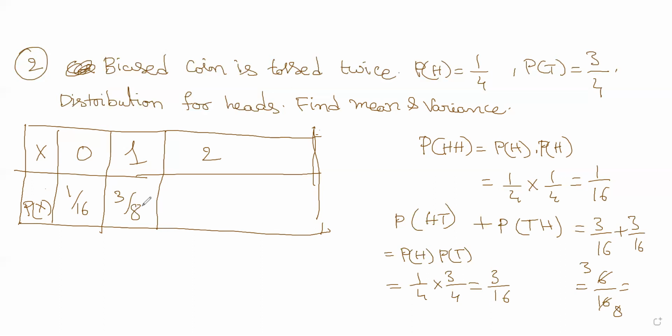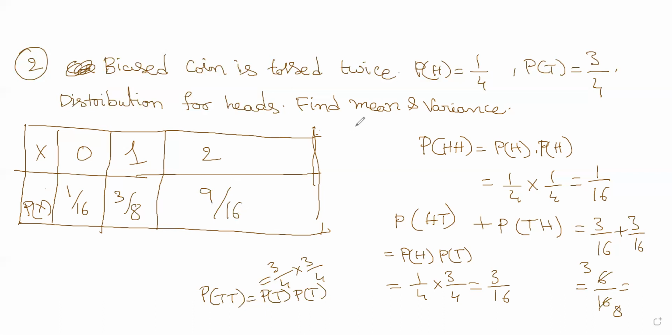Now the third possibility, 2 tails, is simply P of tail and tail. That is again P of tail into P of tail. So for tossing a coin, you can use this formula. It is 3/4 into 3/4, which is 9/16. Clear? Okay.